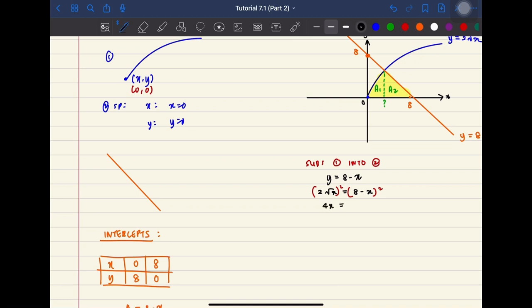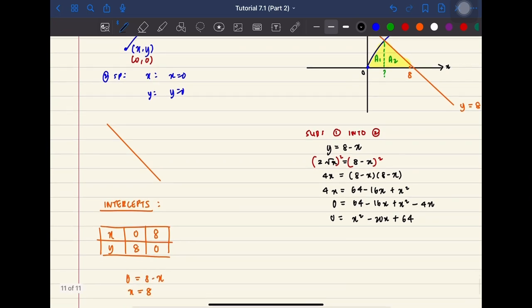Okay, and then yang belah kanan tu awak kena expand satu-satu. So saya pergi laju sikit. So dia jadi 64 minus 16x plus x square. Okay, so saya pindah semua ke belah kanan. So sini jadi 0. Sini jadi 64 minus 16x plus x square minus 4x. Okay, so x square saya letak depan. And negative 16, negative 4 is negative 20x. And then plus 64. Okay, so this is quadratic equation.